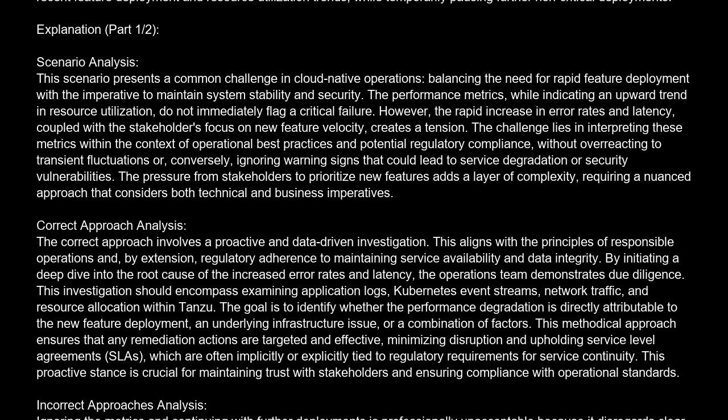The correct answer is A. Initiate a deep dive investigation into the root cause of the increased error rates and latency, correlating it with the recent feature deployment and resource utilization trends, while temporarily pausing further non-critical deployments.